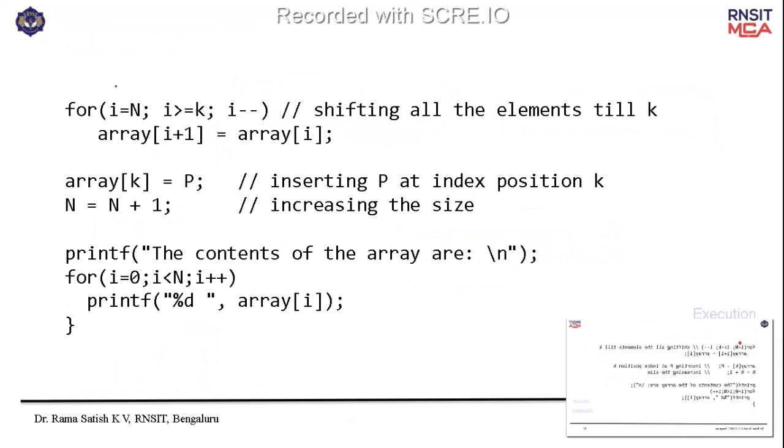So that's why you say for i equal to n, the last position, and i greater than k. Every time, a[i] moves to a[i+1]. You are moving all the elements until the k position, so that in the k position there is some space for a new element to be inserted. So you can insert element p: array of k is equal to p. You insert it, you increase the total number of elements in the array, and finally you display it.